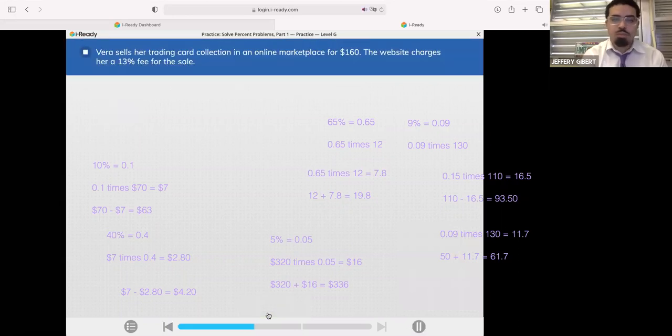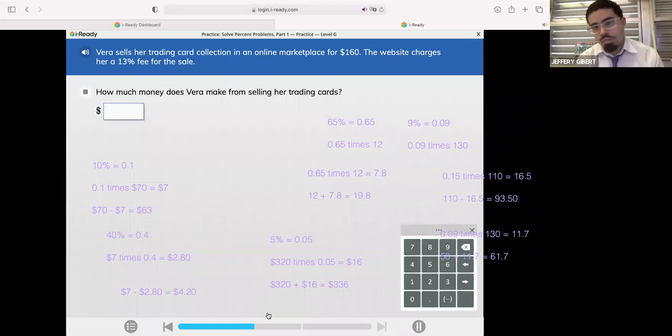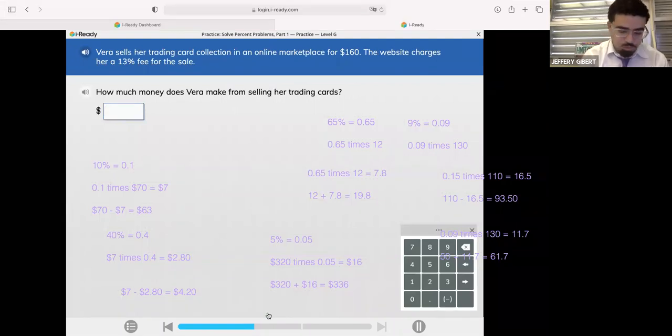Vera sells her trading card collection in an online marketplace for $160. The website charges her a 13% fee for this sale. How much money does Vera make from selling her trading cards? All right, Markeisha, do you know how to solve this? No. You said no? All right, well, I'm gonna help you solve it.